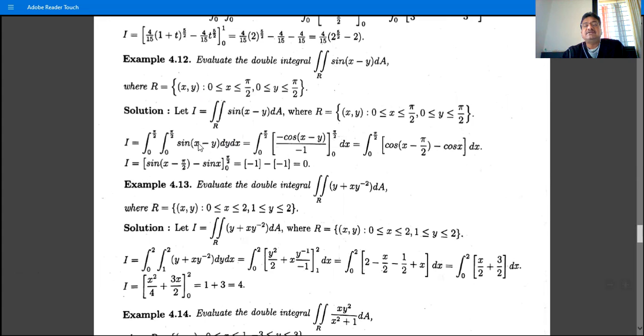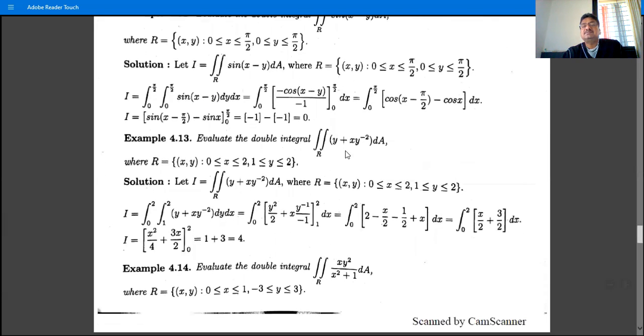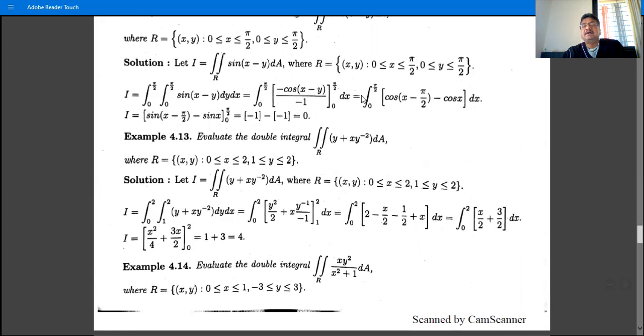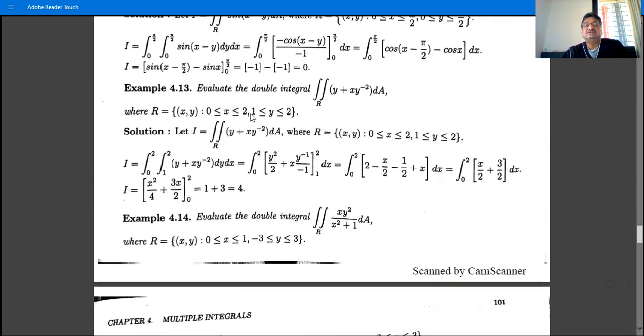Then for sine x minus y, x is now constant and y is variable, its coefficient is minus 1, so its integration is minus cos x minus y, that is, the integration of sine x minus y divided by the coefficient of y, which is minus 1. Then the value at the upper limit minus the value at the lower limit, that is, substitute x, y as pi by 2 and y as 0. So we have this, and then the integration of cos is sine, and here is also sine, then upper limit minus lower limit, the answer is 0.